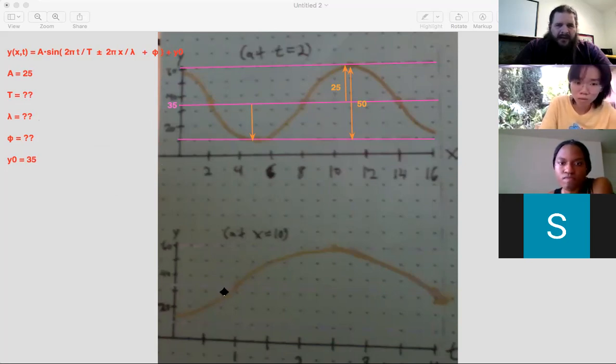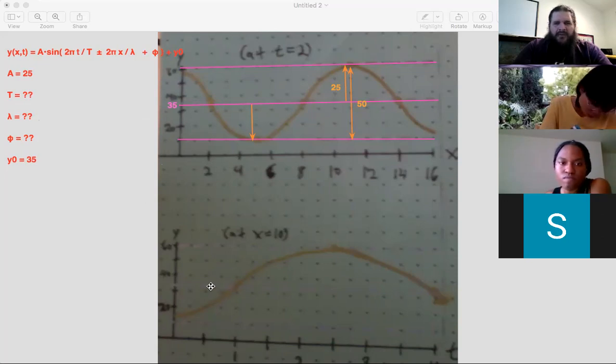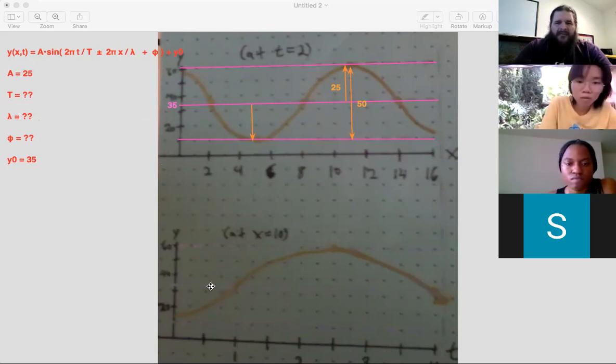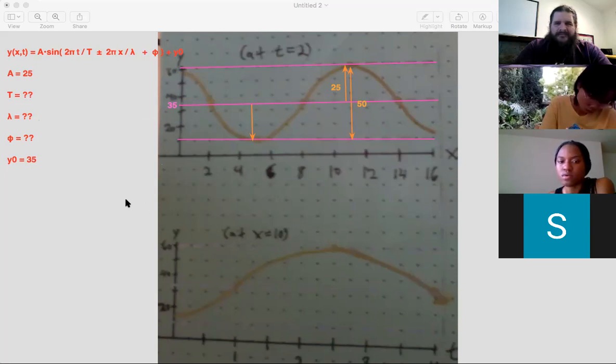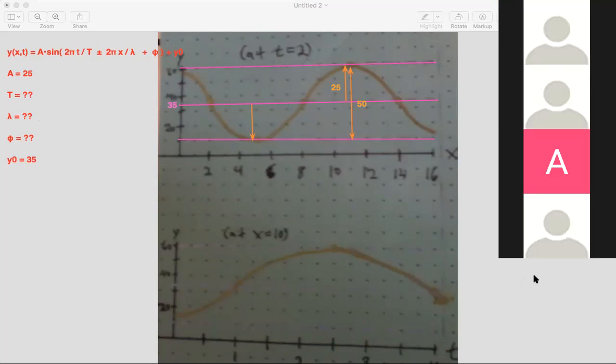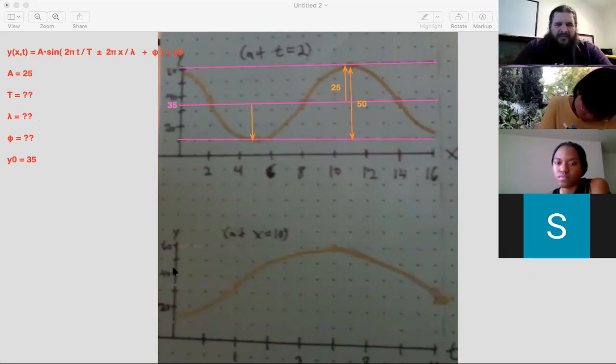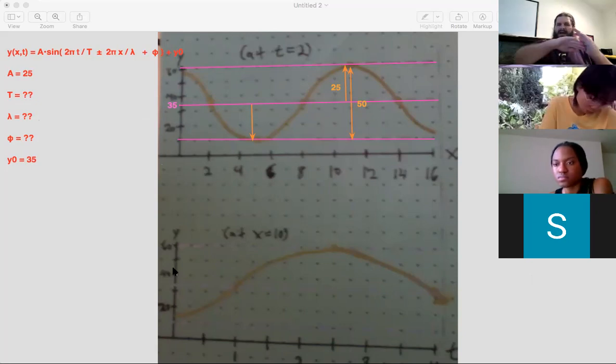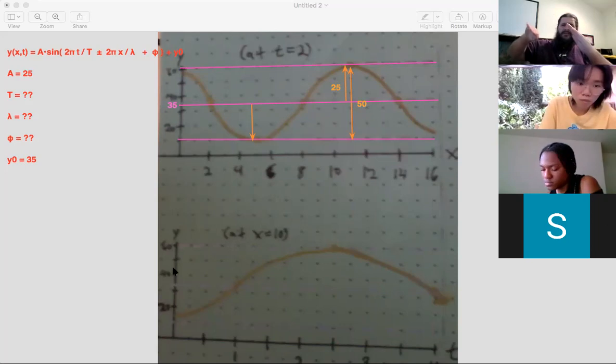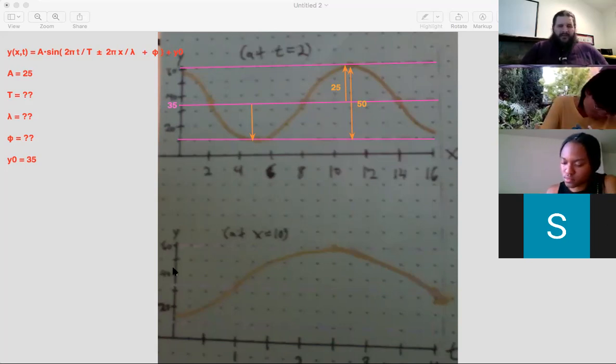For the time graph, usually for a period, you want to measure the amount of time from what to what? We can do crest to crest or trough to trough. Yeah, crest to crest or trough to trough would be one full cycle. That's usually the easiest way to look at it. Or sometimes you can go from equilibrium on the way up, forward one full cycle to the next equilibrium on the way up. That would also be one full cycle.